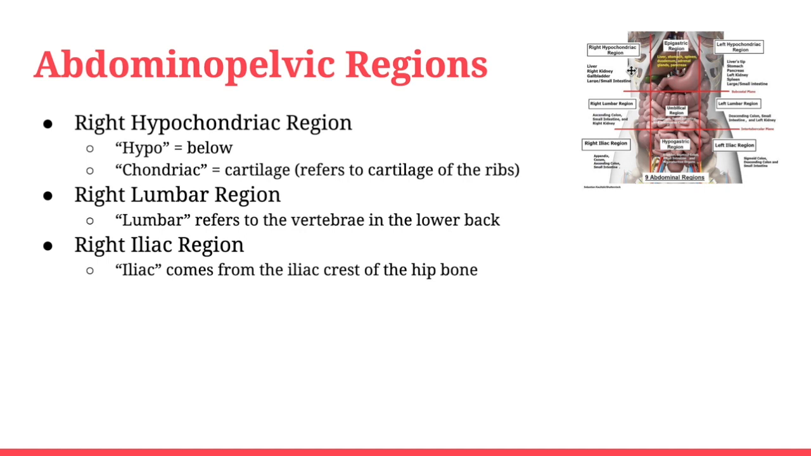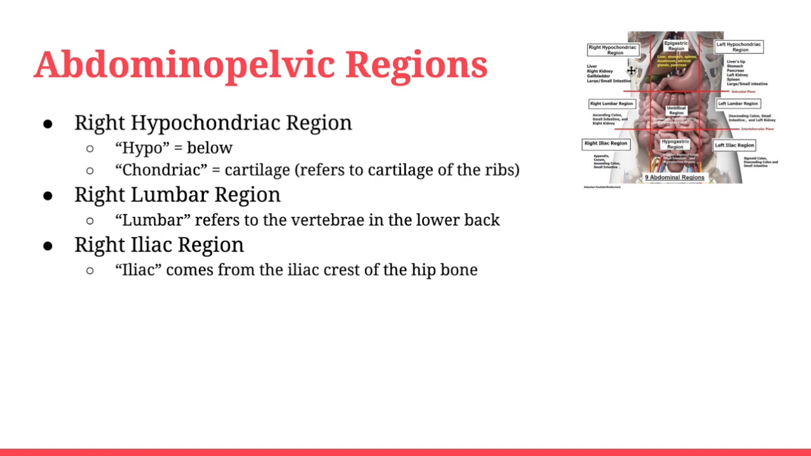I'm going to go over where the names come from with you because to me it's always easier to remember what something is and where it is, what it means, if I know the parts of the word. So I'm going to go over that with you because I think that will help you too. So the right hypochondriac region, right, it tells us it's on the right. Again, it's the patient's right, anatomical position, not your right.